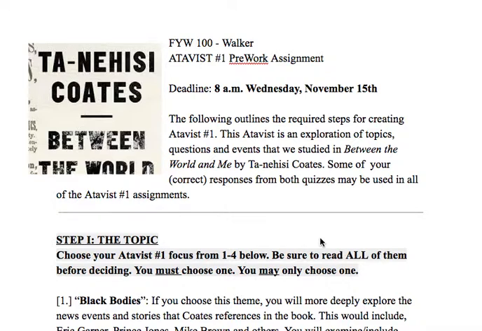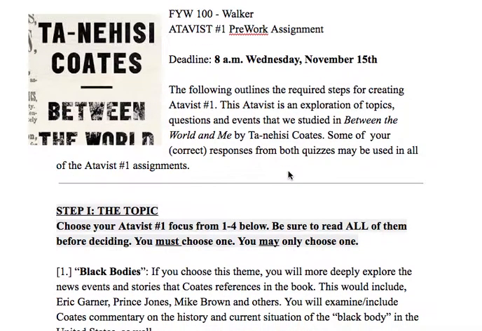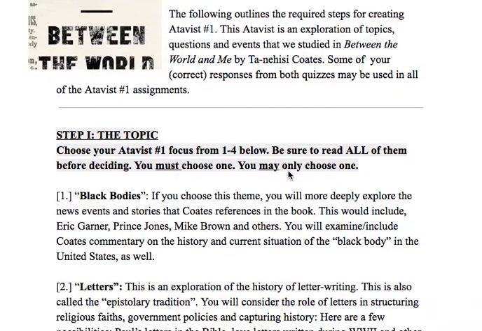So let's get started. Basically, Atavist number 1 is listed in the syllabus and it is inspired by Between the World and Me. The final Atavist is exclusively your decision, but you need to practice how to do them with more structure, so that it'll be easier for you when you do it yourself.